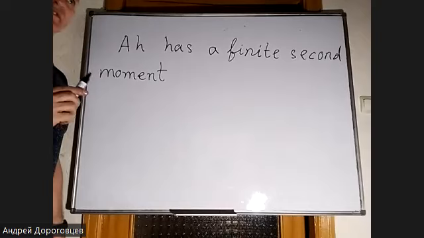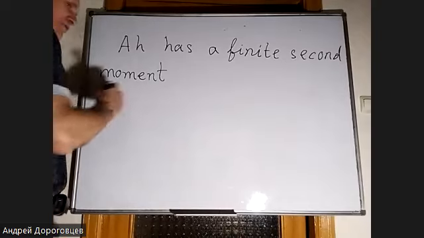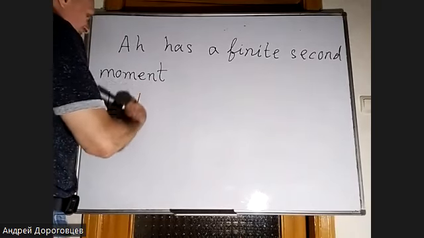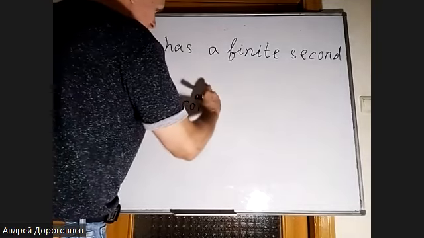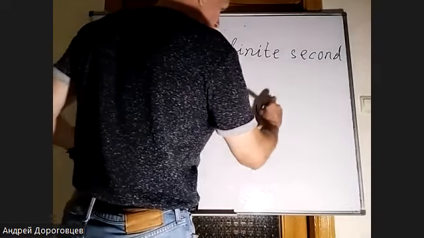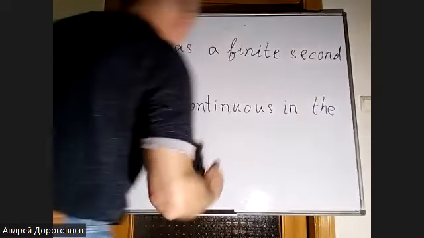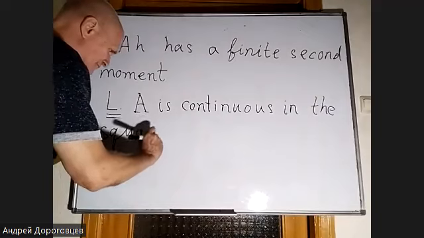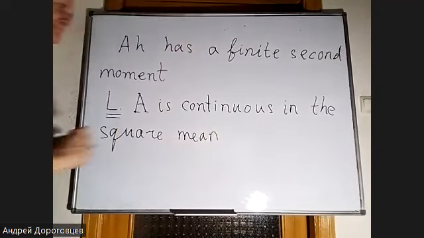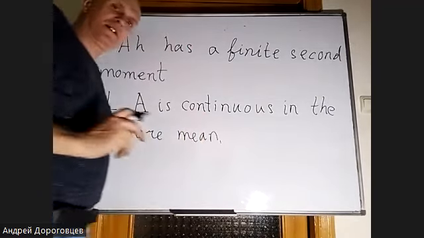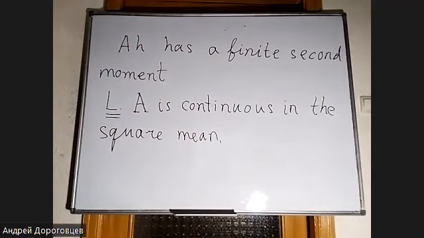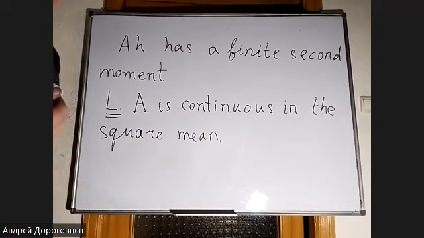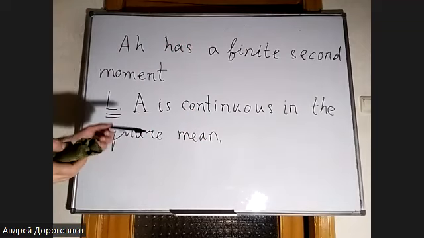Now, let us see that the following statement holds. Lemma: A is continuous in the square mean. Why do we have to prove something? Because, as you remember, in the definition of the strong random operator, we have continuity in probability, not in the square mean, but in probability, which a priori is much weaker than in square mean. But in the Gaussian case, it leads to this.